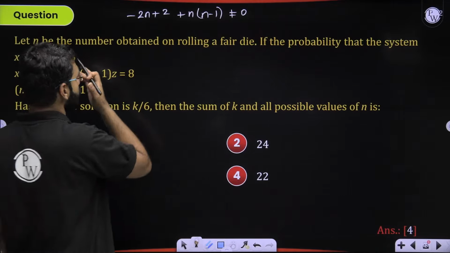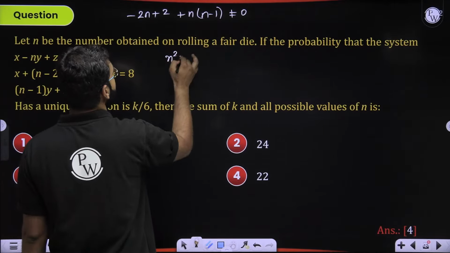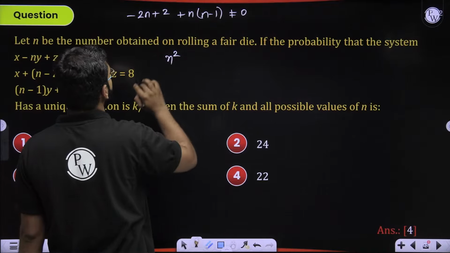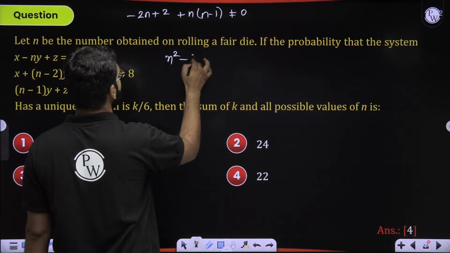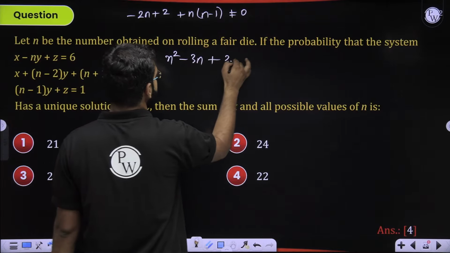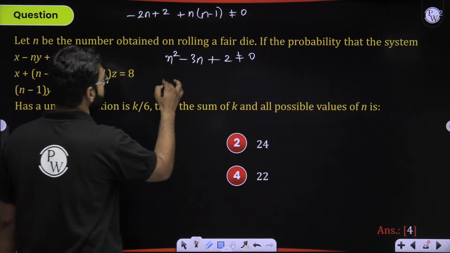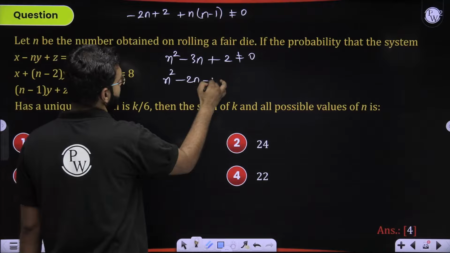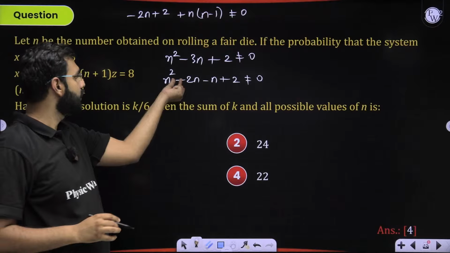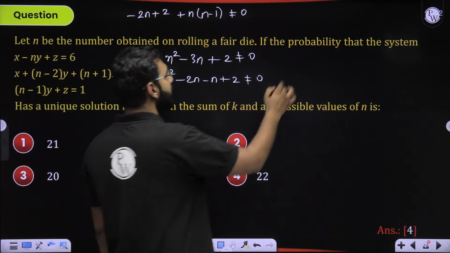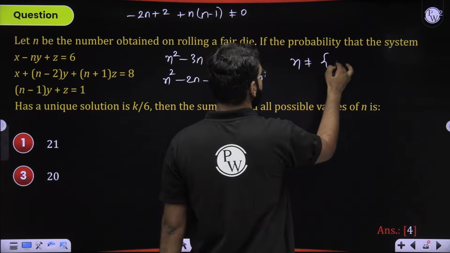So when I solve this, what do I get? n into n, that's n square, minus n into minus n minus 2n, that is minus 3n plus 2, right? Should not be 0. So this should be n square minus 2n minus n plus 2 should not be 0. So n should not be 1 or 2. I hope you're understanding. n should not be 1 or 2.